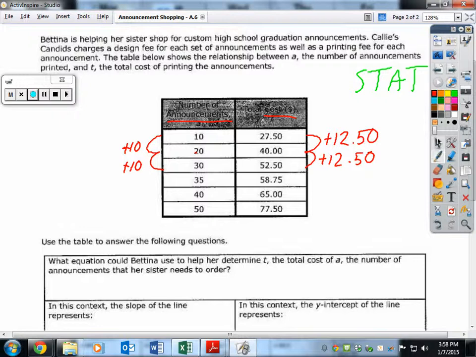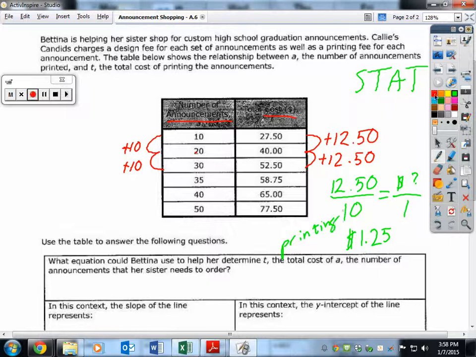Right, so this is our announcements, and this is our total cost. So if it costs $12.50 to buy 10 announcements, how much is that? How many dollars is that for just one announcement? Again, you're just dividing here, and you'll get a value of $1.25. All right, so this is going to be our printing fee. So this is printing.